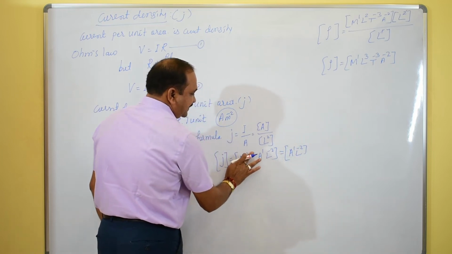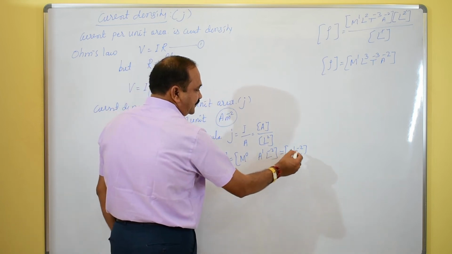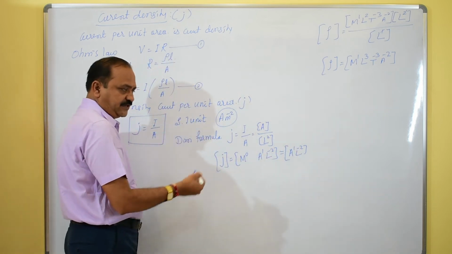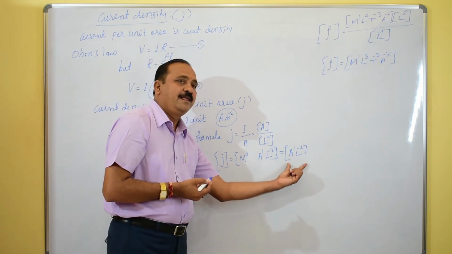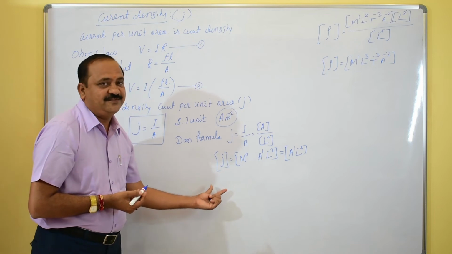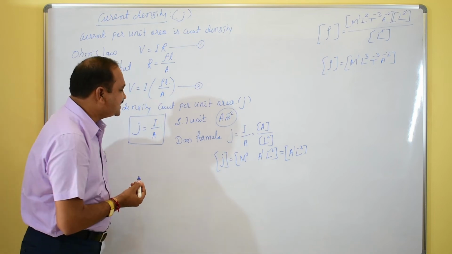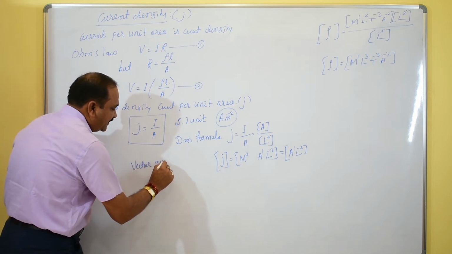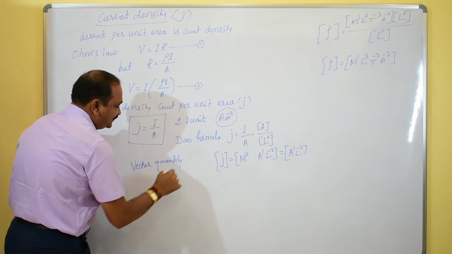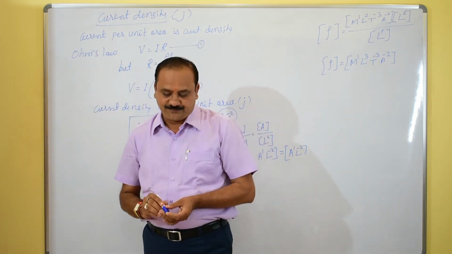Sorry, this is L2. So M naught A1 L raised to minus 2 T raised to minus 0, that is A1 L raised to minus 2. This is the dimensional formula for current density. So current density is a vector quantity. These are the things you should try to analyze.